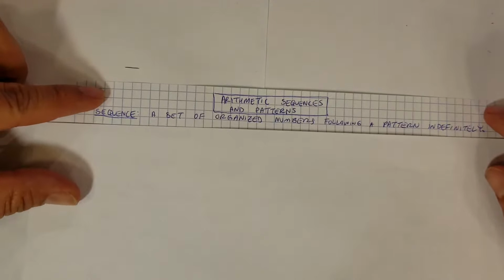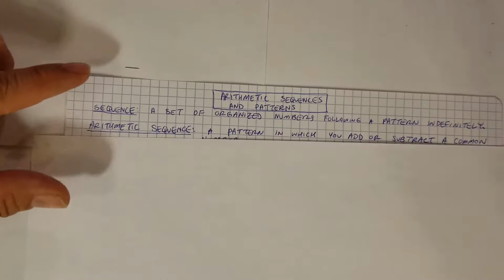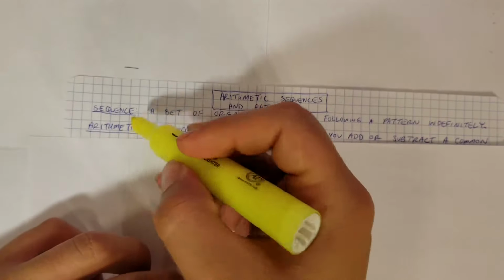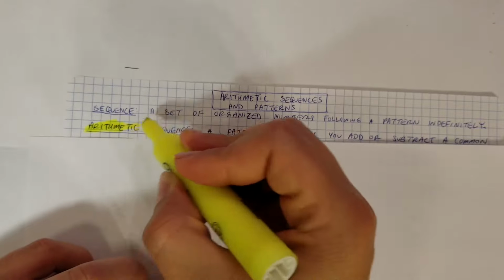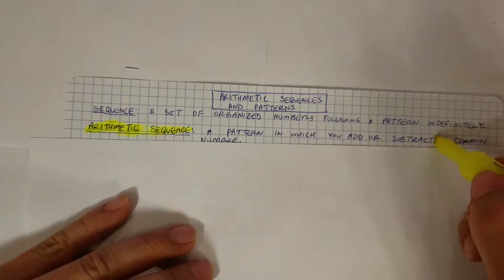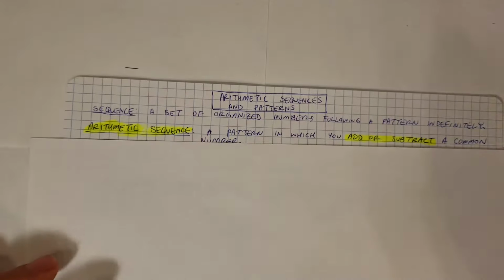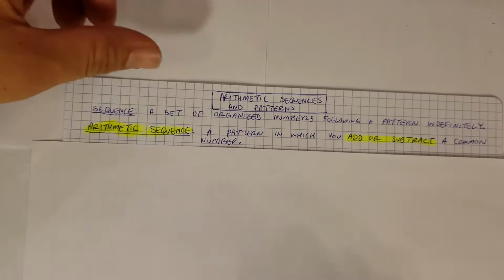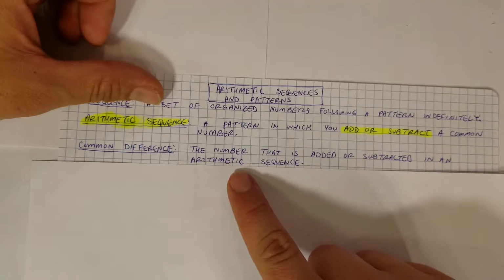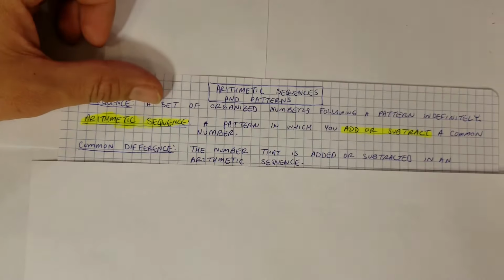So a sequence is a set of organized numbers following a pattern indefinitely. An arithmetic sequence is called an arithmetic sequence because it is a pattern in which you add or subtract. So really important here that you know that an arithmetic sequence is a pattern in which you add or subtract a common term. That common number that we're adding or subtracting every single time has a name. The name is called the common difference. So the common difference, or D, is the number that we're adding or subtracting every single time to get from one number to the next.